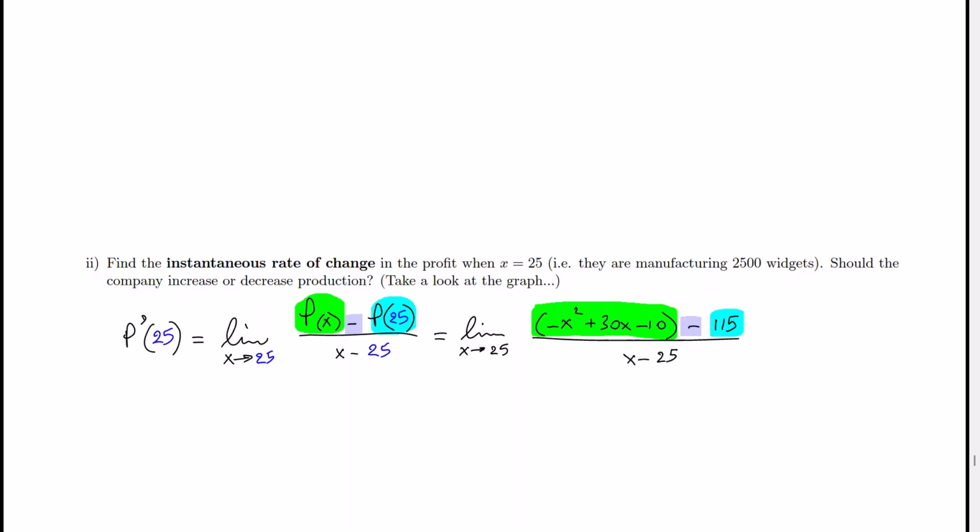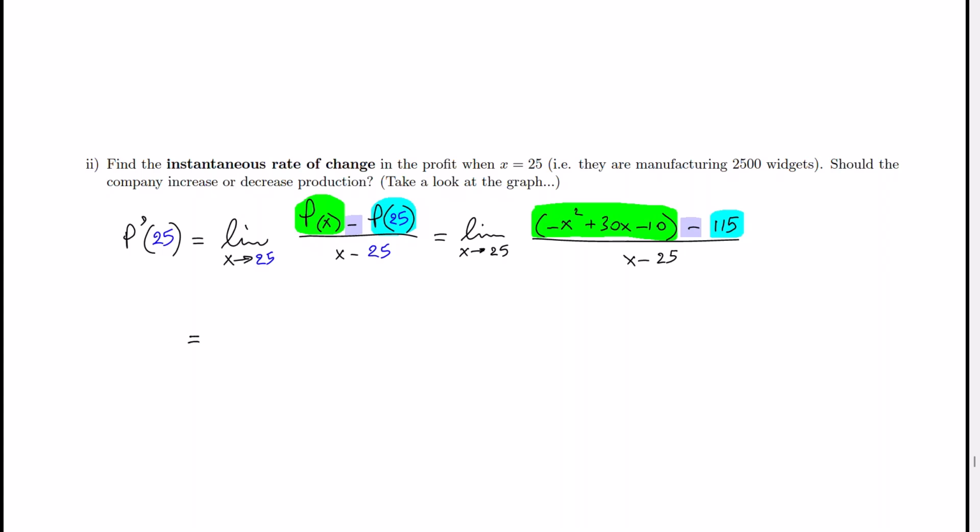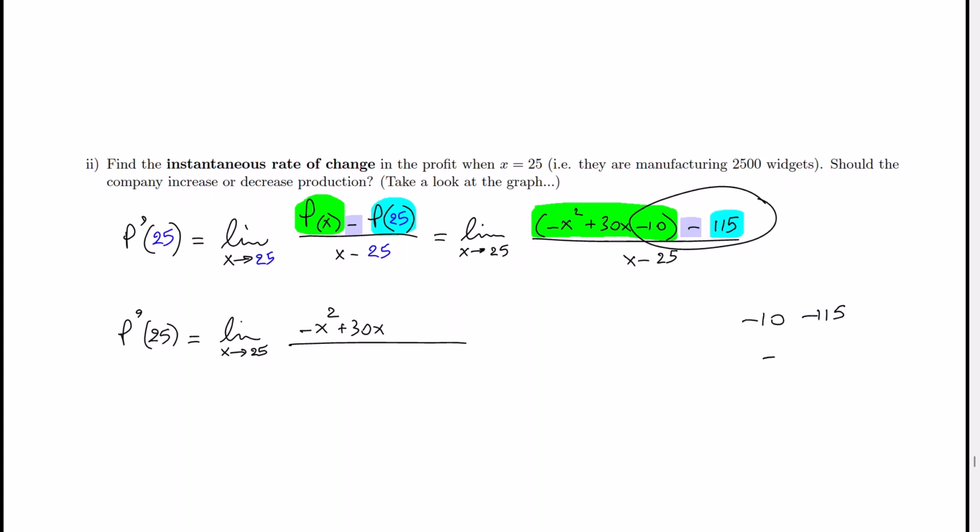That's the denominator. Okay, not much to do on the numerator except clean up the little mess that we've created. And so again, I'm looking for p prime of 25, or the slope of the tangent line, or the instantaneous rate of change. So first, I'm going to write negative x squared plus the 30x. And let's just do this mentally. There's a negative 10 and there's a negative 115 next to it. The total is going to be negative 125. And so let's just factor it right away and divide it all by x minus 25.